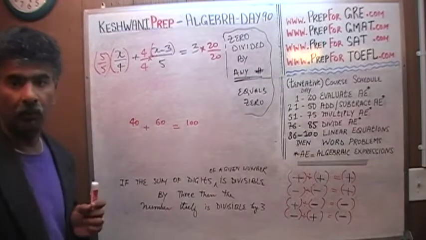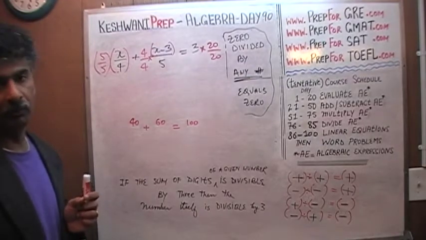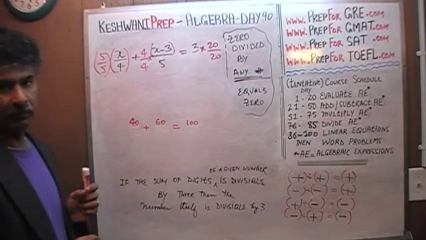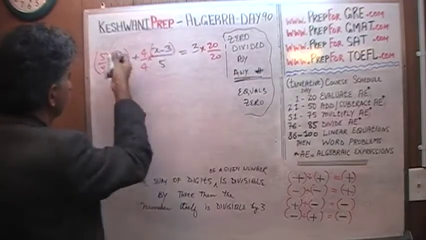the equation will still hold. The equation will still be true. So that's what we're going to do. Now we can get rid of the 20. We just have to worry about the top.